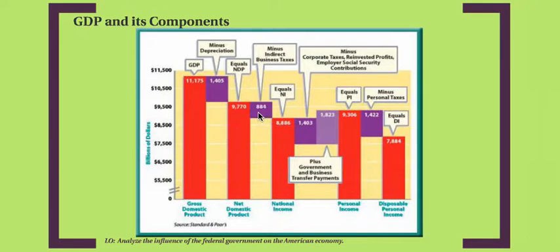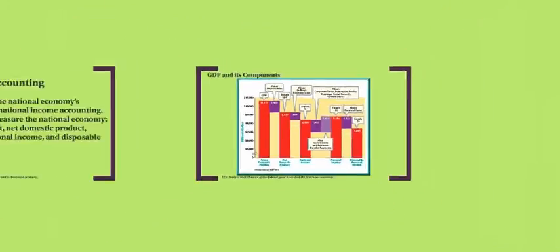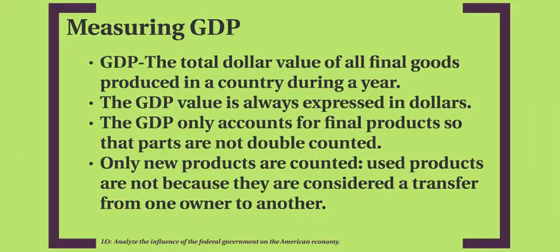Then, minus indirect business taxes, that equals the national income. Then, you want to subtract out corporate taxes, reinvested profits, employer social security contributions, plus government and business transfer payments, and that equals the personal income. Then you want to subtract out personal taxes, and that will leave you with disposable personal income. Now let's look a little bit more at what all this means.